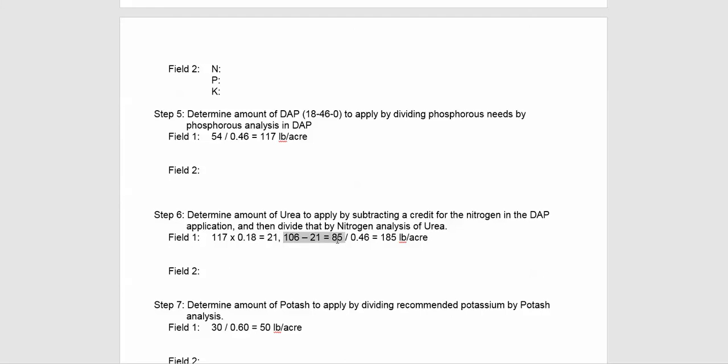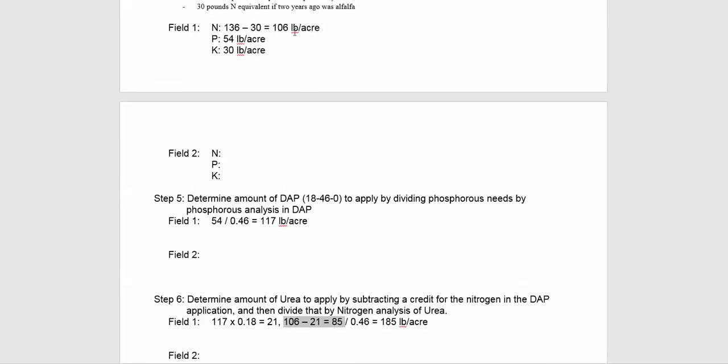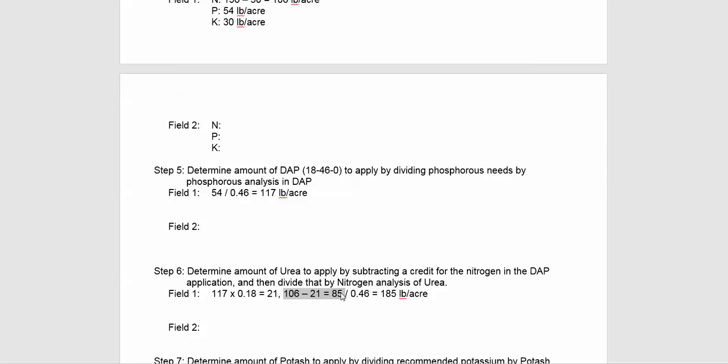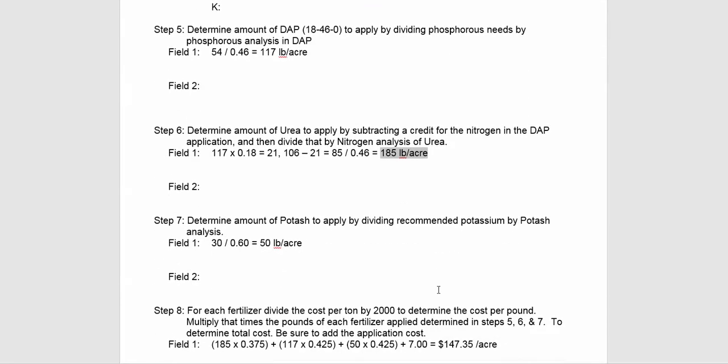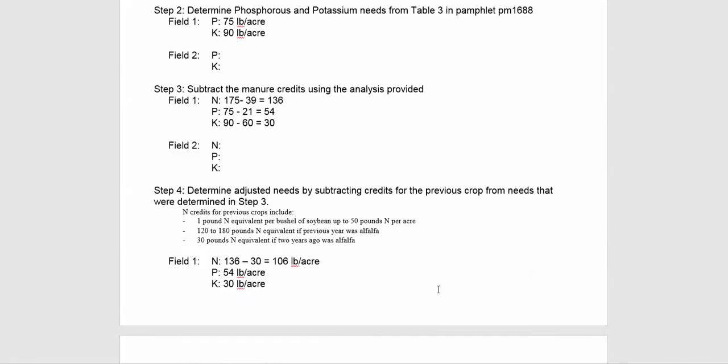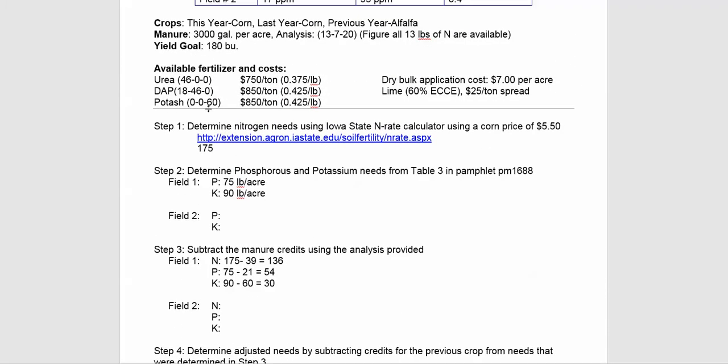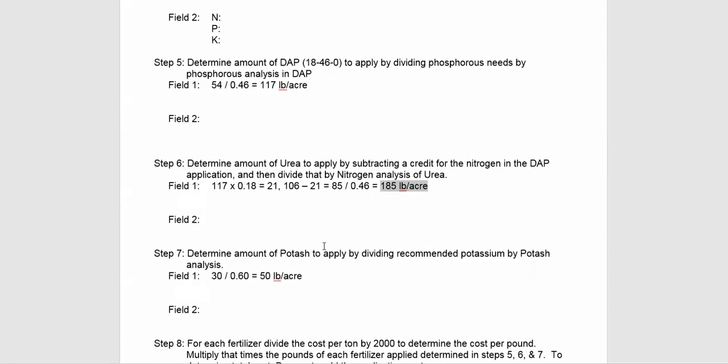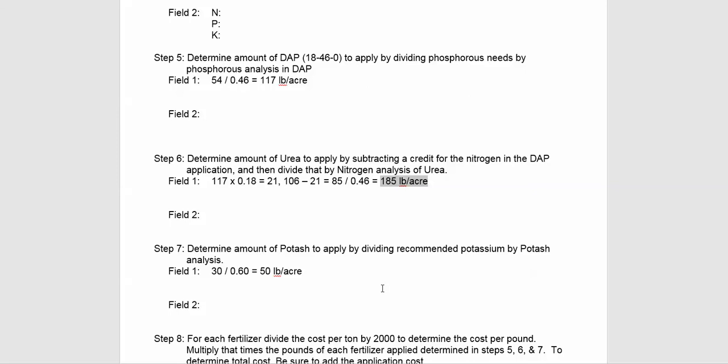Subtract that from what I need, the 106 from up here, and I end up getting 85 pounds divided by the analysis of urea, 0.46. That's just a coincidence that it's the same as DAP. Nothing special there, just happens to be a coincidence, but hey, that's the number. And we end up finding we need 185 pounds of urea fertilizer per acre. Finally, potash. Potash has analysis, if you go up to the top here, of 0.60, so it means it's 60% potassium in the potash. 30 divided by that 60% gives you 50 pounds per acre you need for potash.